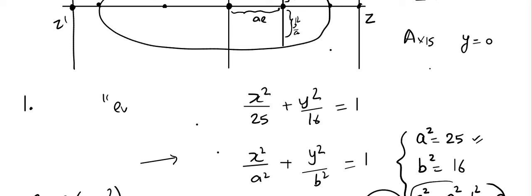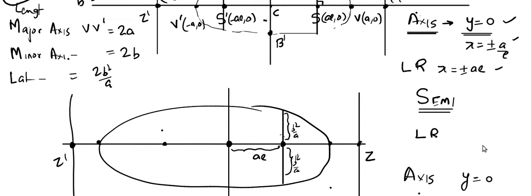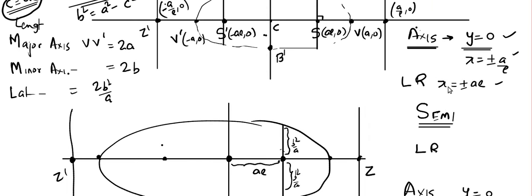Now the second thing we need, the directrix. So the equation of directrix is given by x is equal to plus or minus A by E. The value of E is 3 by 5. So we get x is equal to plus or minus 25 by 3. Okay, now comes the latus rectum, that will be x equal to plus or minus 3.